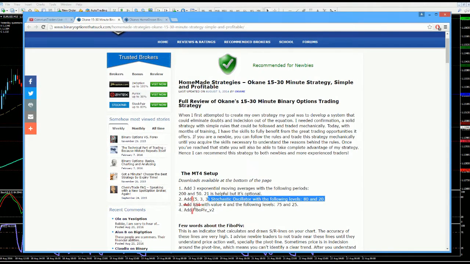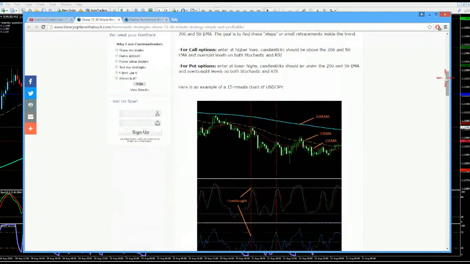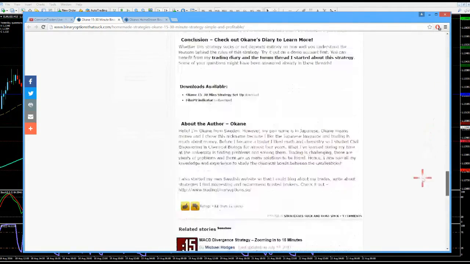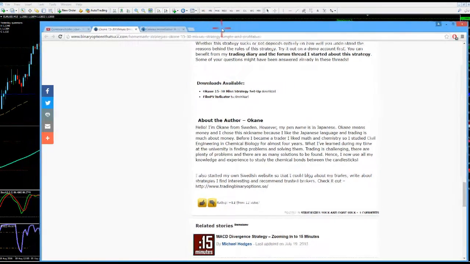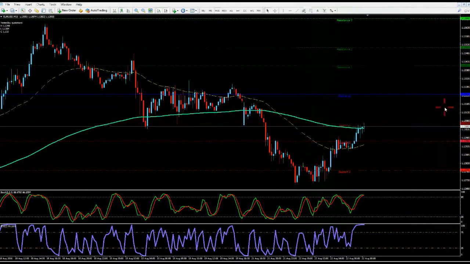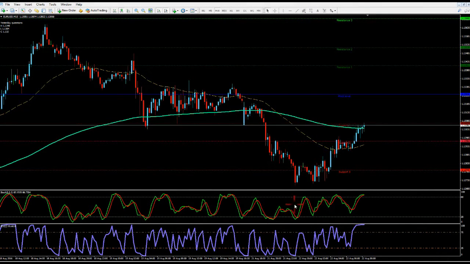It's great. You can add an RSI and the FiboPiv. You can just Google it or download it down below. There's a link to everything here, plus the strategy setup and everything, so you don't have to deal with that. Once you set it up, your chart will look like this. RSI is below here and stochastic is here.